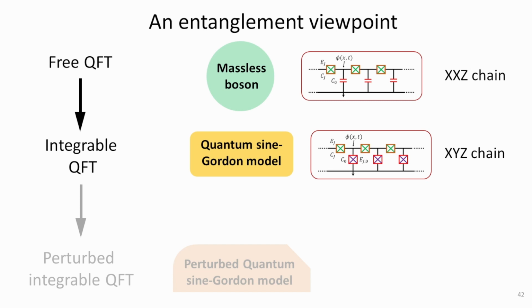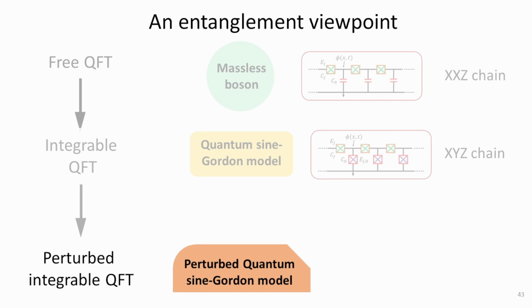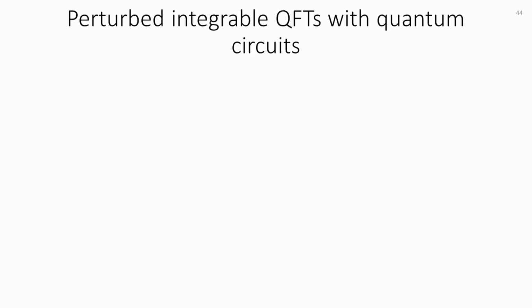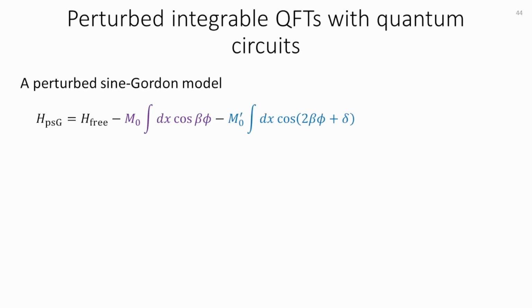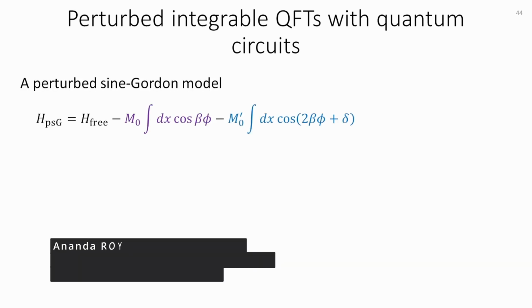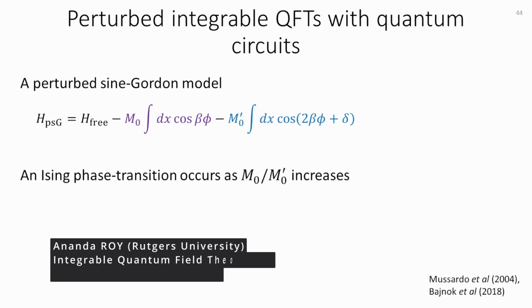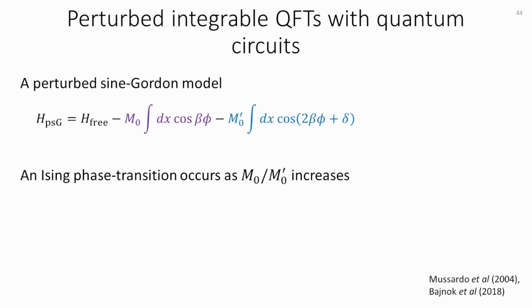And now what we want to do is to try to understand how we can realize perturbed models. And so we look at a very specific perturbation of the sine-Gordon model. That's this perturbation. It's cosine 2 beta phi plus delta. And recently there has been some renewed interest in this model. There's some Ising phase transition that occurs. And my goal here is to just show you how the circuit can be realized for this double sine-Gordon or perturbed sine-Gordon model.